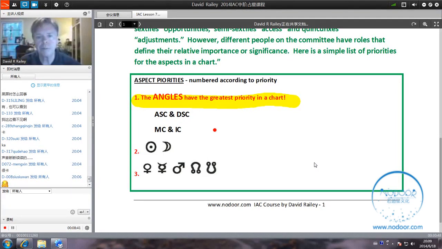Next on the list are aspects to the sun and moon.